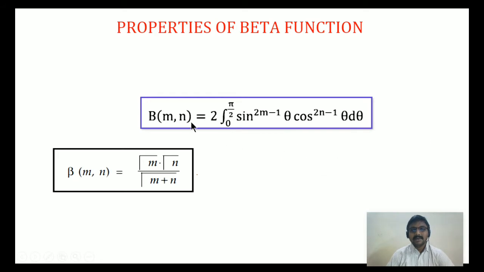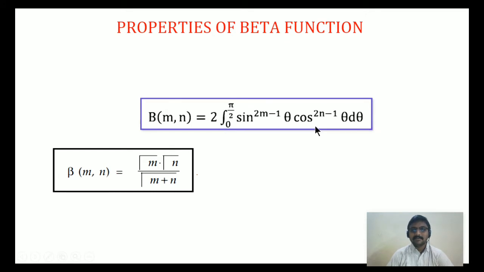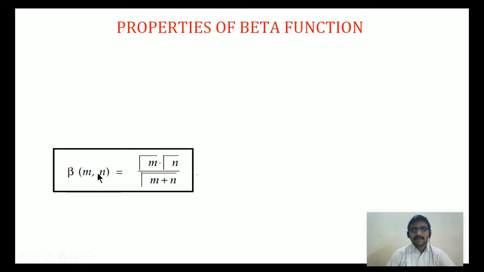Beta of m, n is 2 times the integral from 0 to pi by 2 of sine power 2m minus 1 theta, cos power 2n minus 1 theta d theta. Beta of m, n is gamma of m into gamma of n upon gamma of m plus n. So this is the relation between beta and gamma functions.